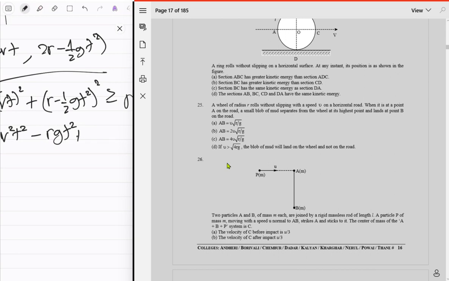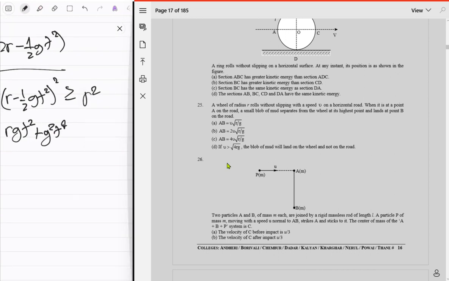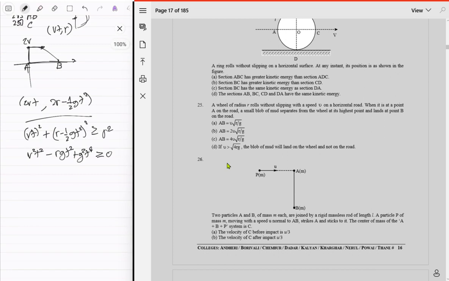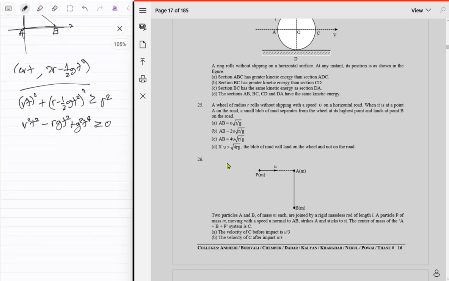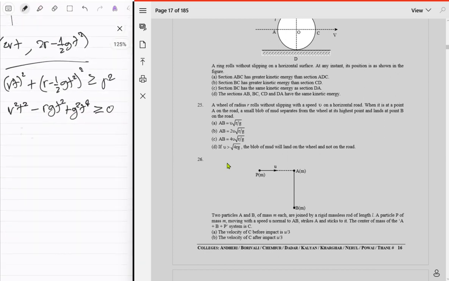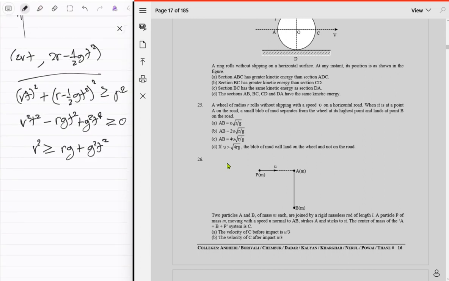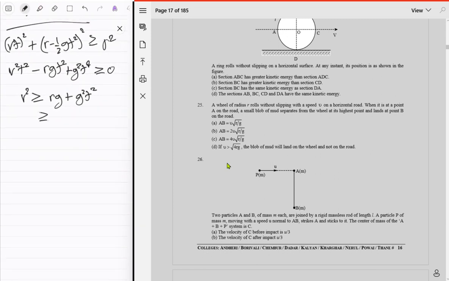Yes, plus g square t power 4. This is bigger than or equal to 0 basically. This should happen for every single t. So t square, remove it from here, what you get is b square is bigger than or equal to rg plus g squared t squared for every single t. And then, okay, what's the maximum t, and this is bigger than or equal to what?